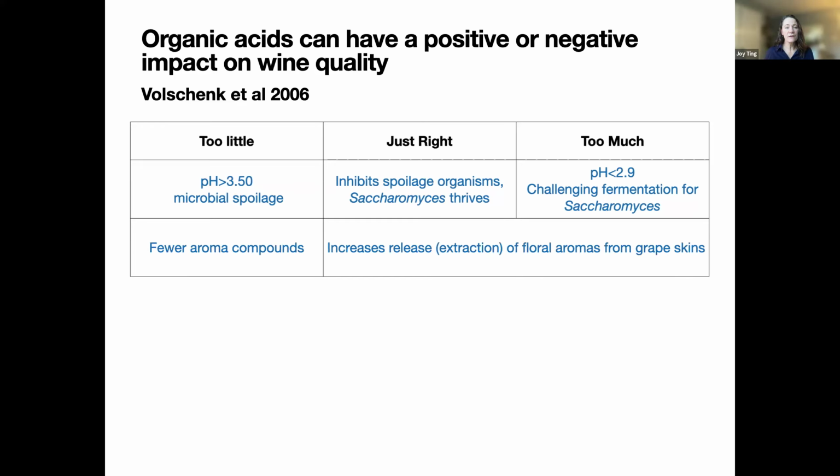Another impact is that having a lower pH actually helps to extract some of the aromatic compounds that are found in the skin cells of the grape skins. And especially with whites, when we oftentimes don't have a lot of contact time, that lower pH does help us to get a little bit more aromatic out of the skins.